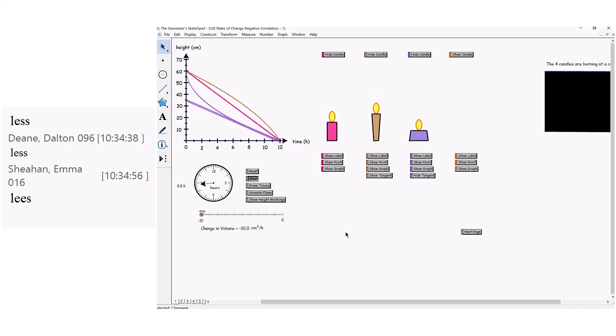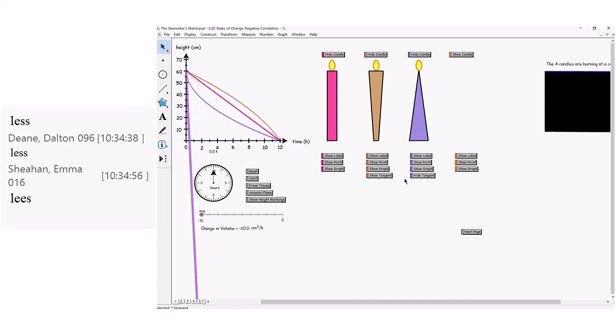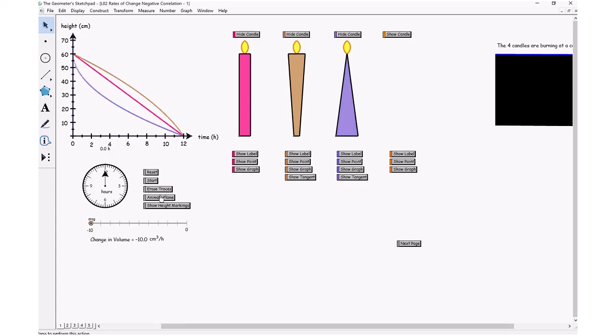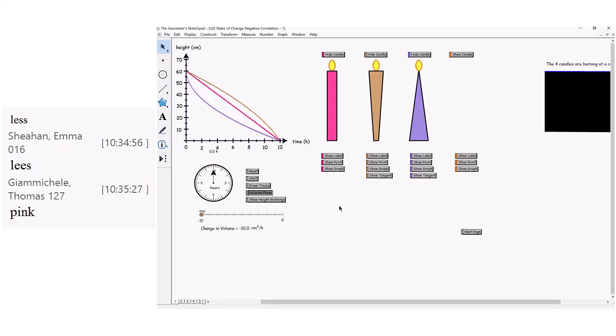All right, so what we're going to try now, still working with these same three candles, is in terms of change, how the height is changing: which color candle has its height changing at a constant rate? Just tell me the color there. Which candle has its change in height changing at a constant rate? Or has its height changing at a constant rate? Perfect. It was the pink one.